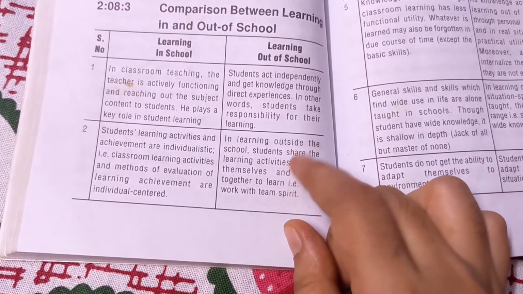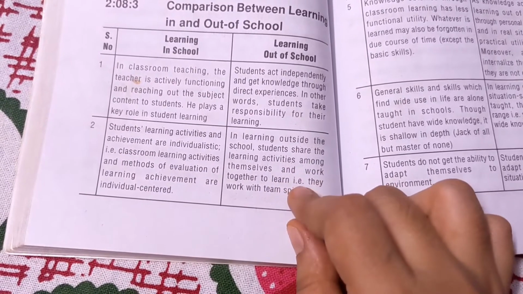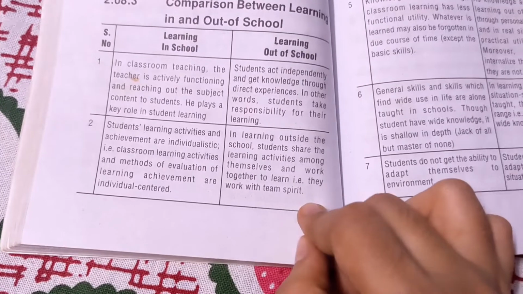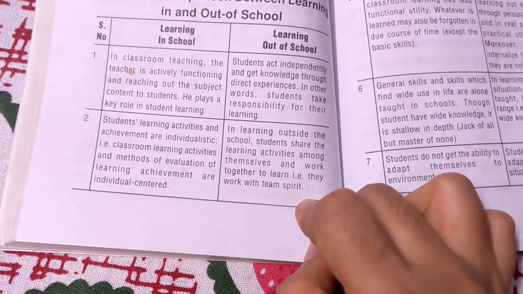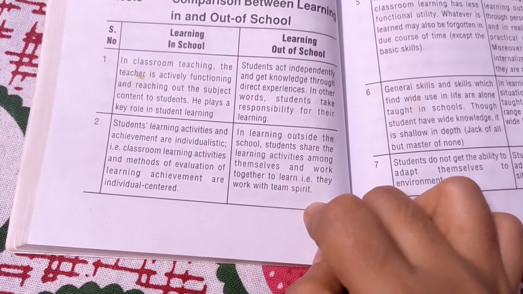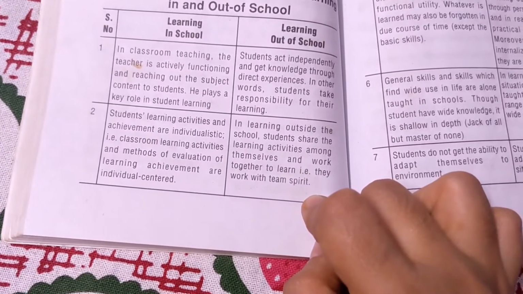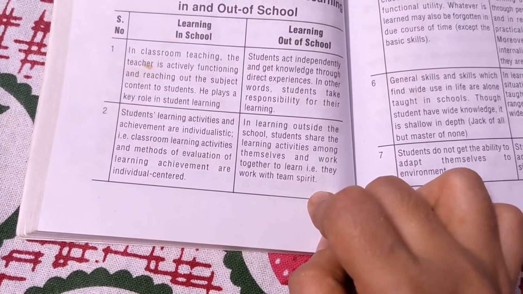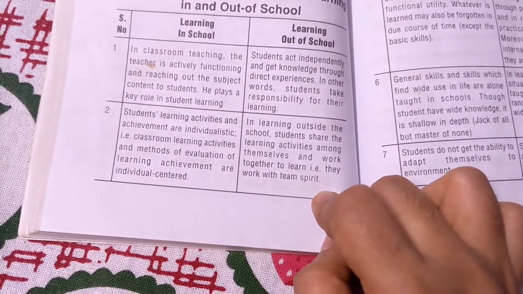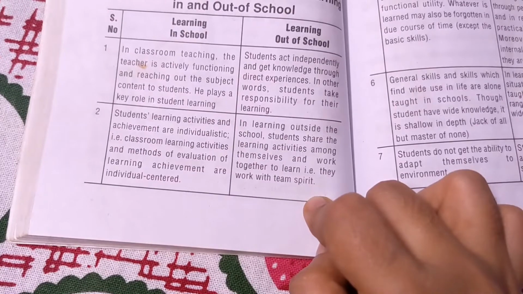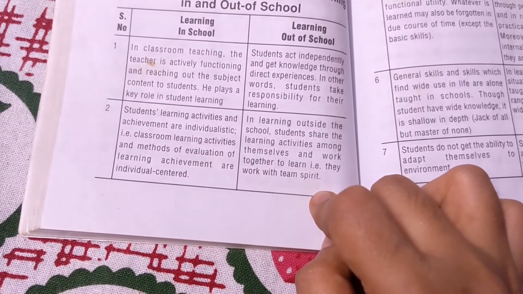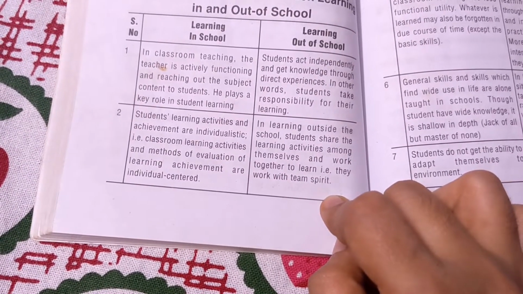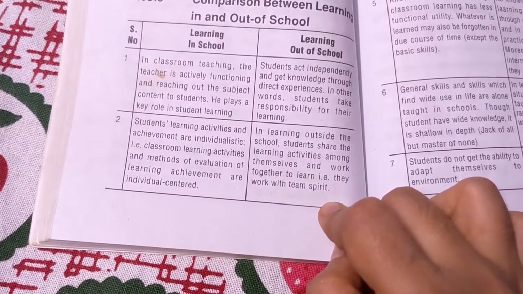Learning outside the school, students share the learning activities among themselves and work together to learn. That is, they work with team spirit. So, outside the school, yes, they discuss many things together. When they see something new, all of the students who are in a group sitting will discuss what they saw. So all are discussing and all are learning together like a team. So there is a team spirit to know something that is happening around.